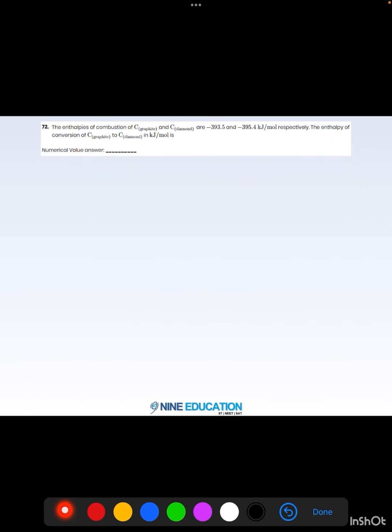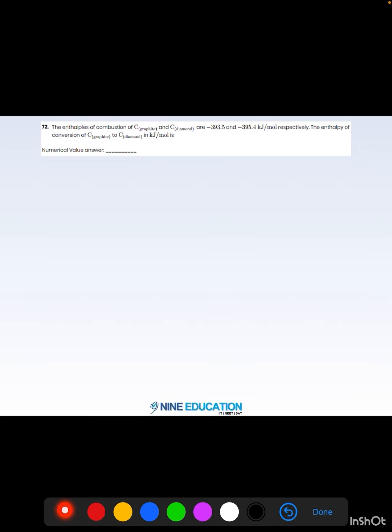Coming to the next numerical question, 72. The enthalpy of combustion of C graphite and C diamond are minus 393.5 and minus 395.4 kilojoule per mole respectively. Find the enthalpy of conversion of C graphite to C diamond. Whenever they give you something in statement form, try to write down the corresponding reaction for that, so that you can figure out the equations.